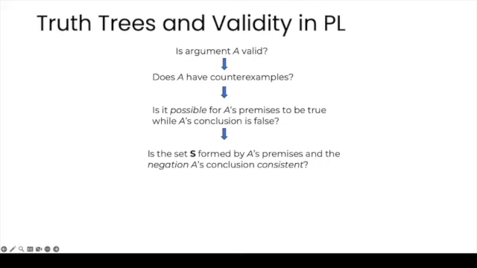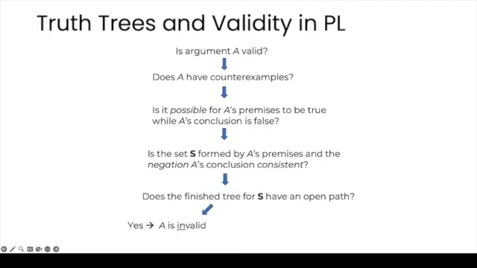And in terms of trees, this means asking whether we end up with an open or a closed tree. Finally, if there is an open path, then the set is consistent, and so the argument has a counterexample, which makes it invalid. Otherwise, it is valid.